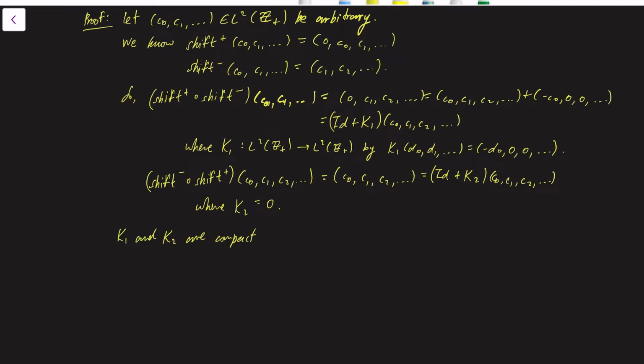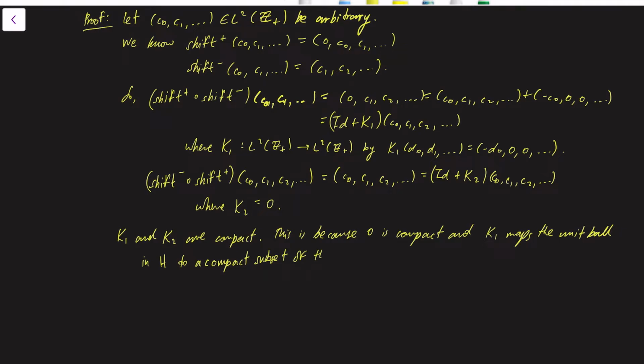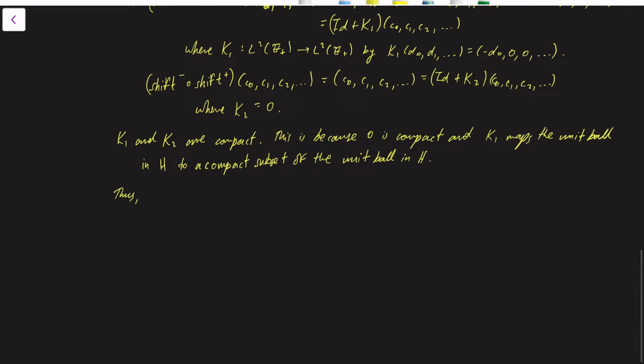That's because K2 is trivially compact, the 0 map is trivially compact, and K1 maps the unit ball in H, here is L2 of Z plus, to a compact subset of the same unit ball in L2 of Z plus. Okay, that means the shift plus and the shift minus operators are both parametrices of each other because they satisfy Atkinson's theorem.